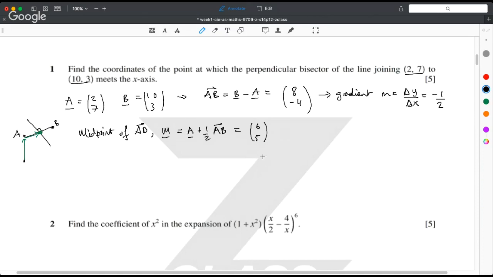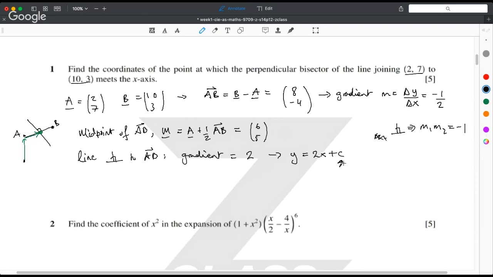Okay, so now we're going to look at the line that is perpendicular to AB. Well, the gradient, you should know this is a fact that if 2 lines are perpendicular, this implies that the gradient of one multiplied by the gradient of the other is minus 1. So the gradient here is going to be 2. So the line so far, the equation of the line looks like y is equal to 2x plus c. And then to get what c is, we plug in a point that's on the line.